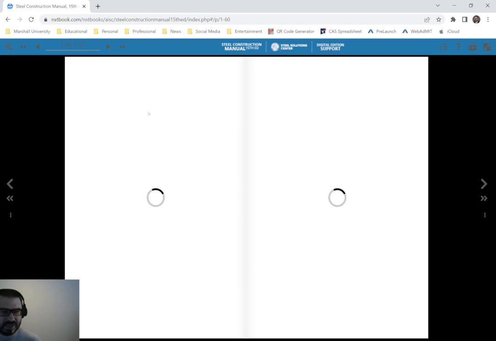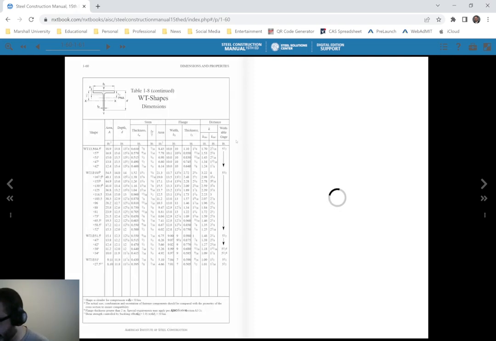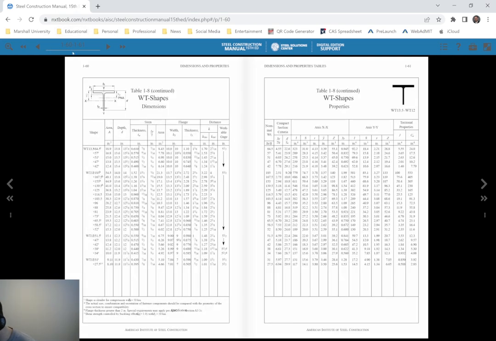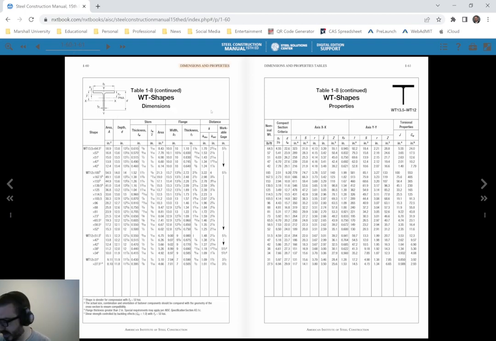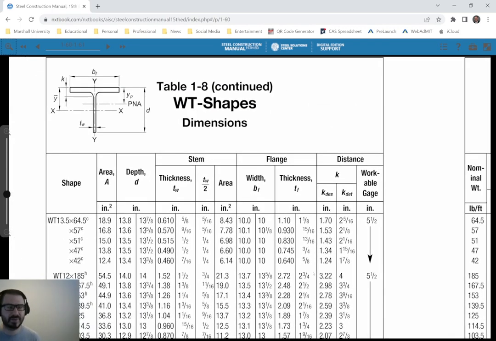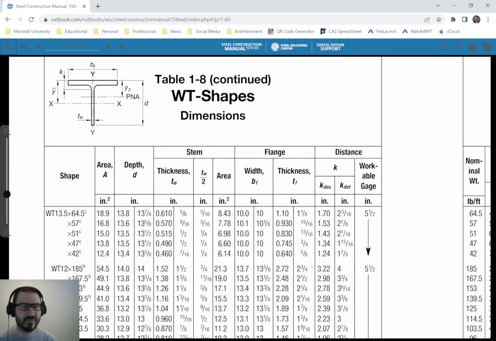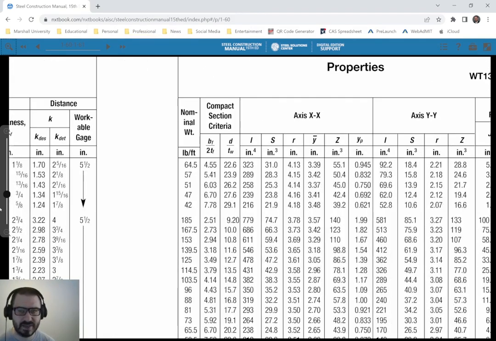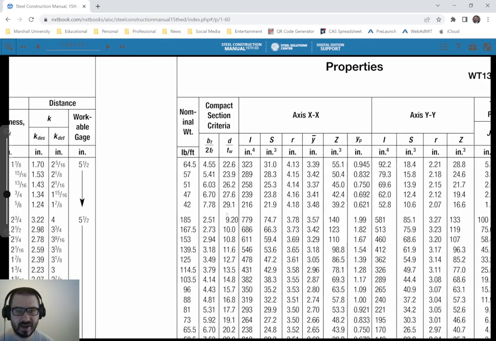I just made up a page, but there's a specific table I want to go to. Not quite. Actually, yeah, that's pretty good. Okay, so let me zoom in a little bit so it's easy to see. So we're looking at WT shapes. For example, if you look at WT shapes, you can see a couple things over here.